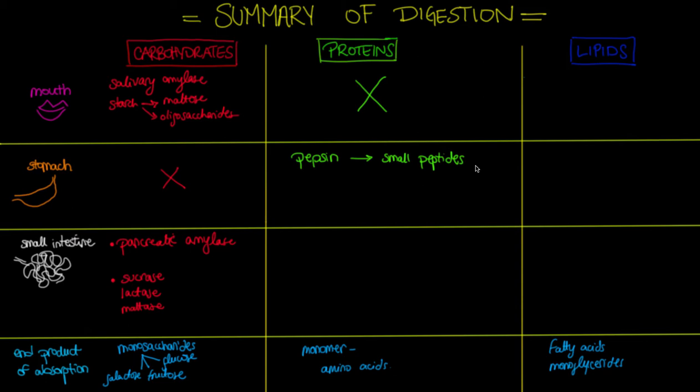But peptides, as you know, are chains of amino acids, so they do need to be broken down further, and this will occur in the small intestine. And again, we have several pancreatic enzymes that are going to be released in the small intestine. And these are going to be trypsin, chymotrypsin, as well as carboxypeptidase.